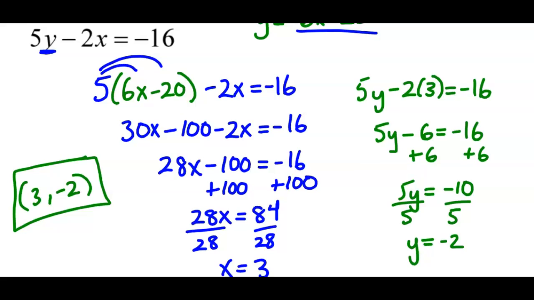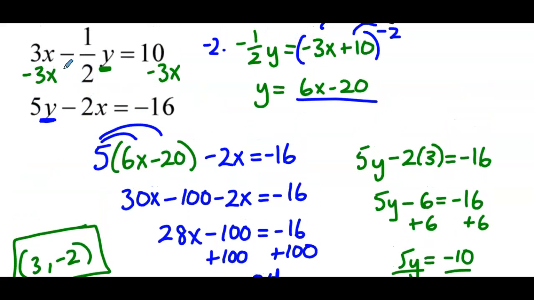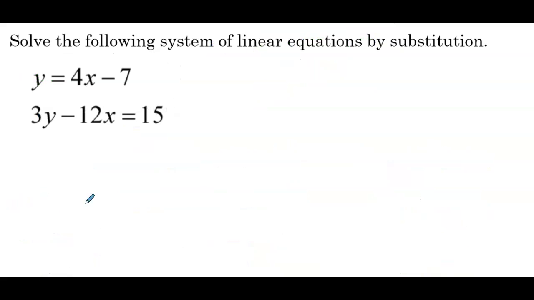And again, if we want to check that this is correct, we could substitute 3, negative 2 into that first equation. We'd get 9 plus 1, which is in fact 10. So we know we have the correct answer. All right, moving along. Next system, y equals 4x minus 7 and 3y minus 12x equals 15.